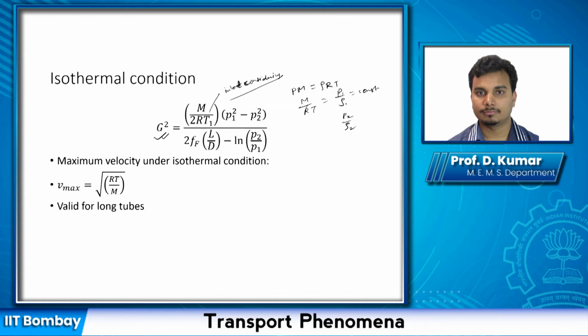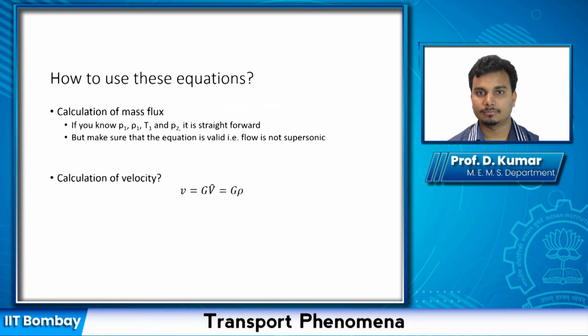So this is how you can calculate the flow rate. So let me give you more idea on how you can use these two equations. First, if you want to know the mass flux, and you already know P1 rho 1 T1 or P2 rho 2 T2, either way is fine. But you have to know at least one. So pressure, then it is straightforward. Then you can calculate the mass flux rate, G squared.